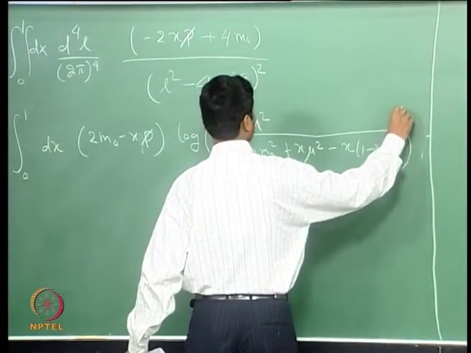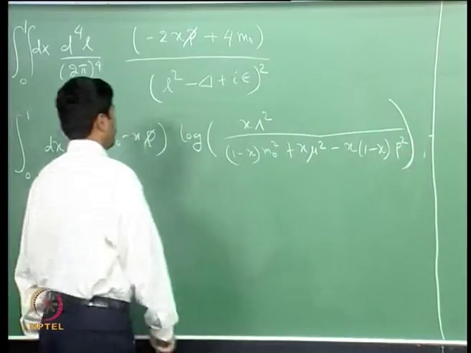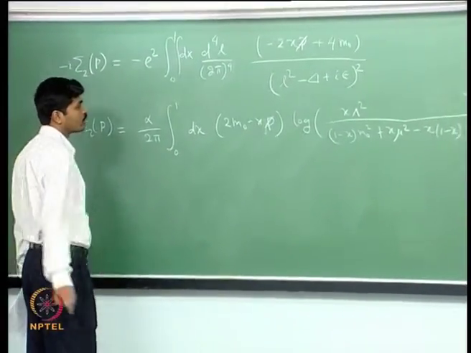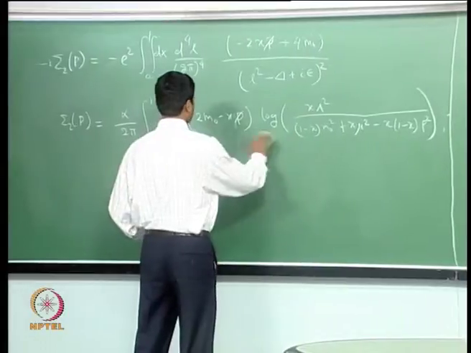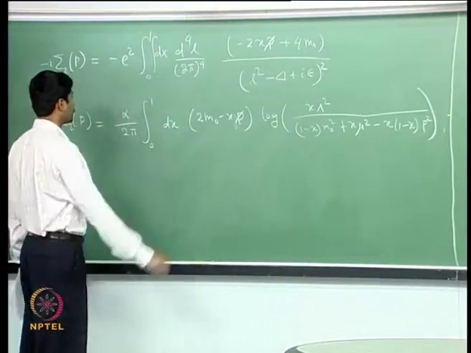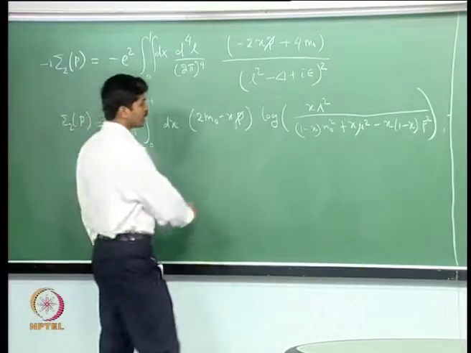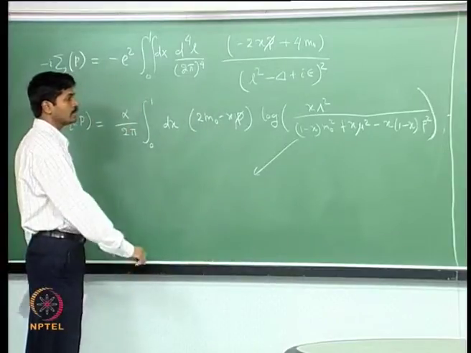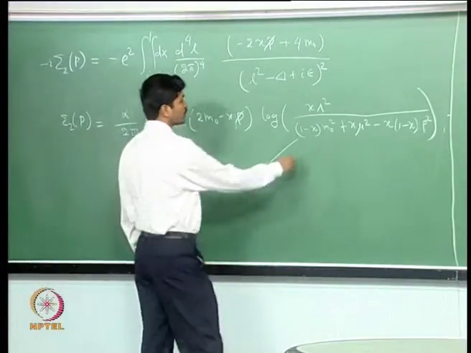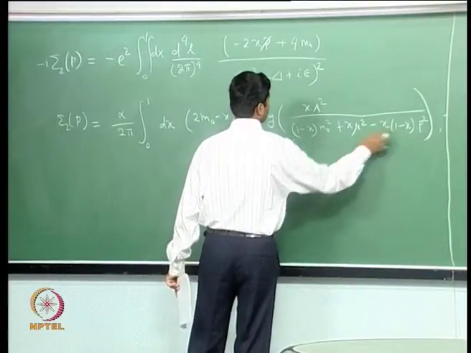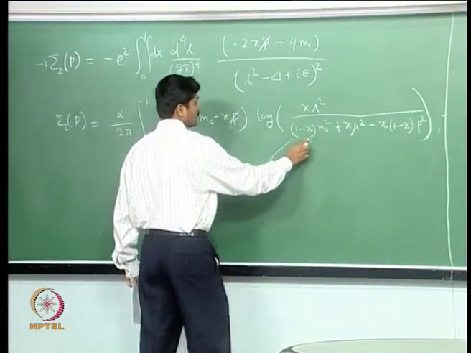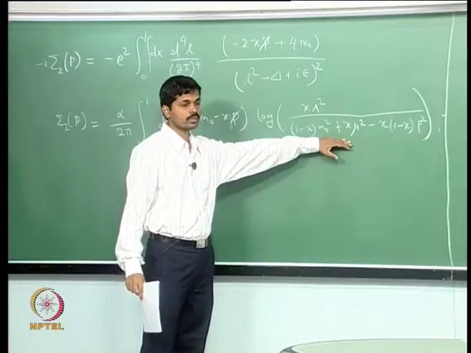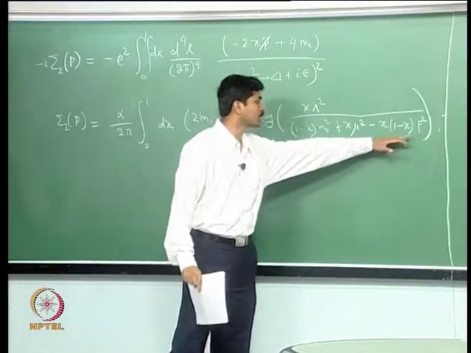This is what you get for sigma 2. We will discuss what it means physically a little later, but you can already see that because of this log here, it has a branch cut. The branch cut starts when the denominator is negative for any value of x, and it starts when this quantity becomes 0.